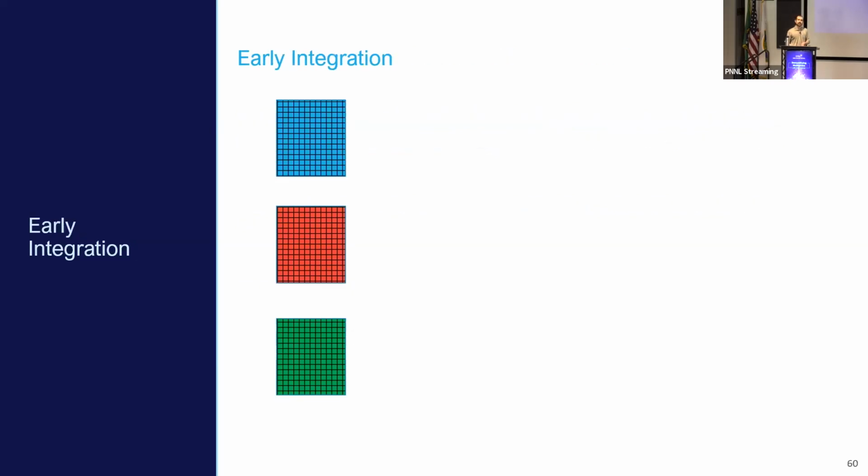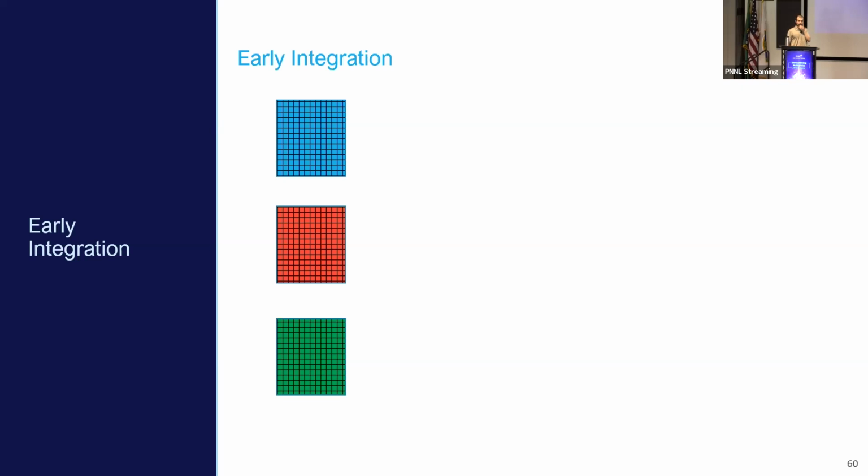All right, so we'll start with early integration. Early, middle, late are the categories I'm going to cover here. Throughout this, I'm going to use this laser pointer. Hopefully this is clear. Three data sets, these grids, with the rows being your features and the columns being your samples. Let's say blue, red, green is proteomics, lipidomics, metabolomics.